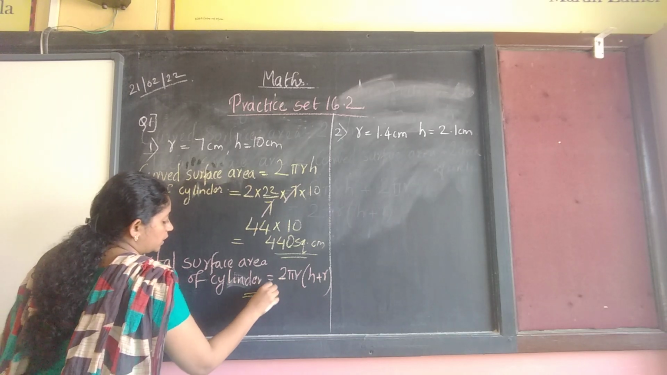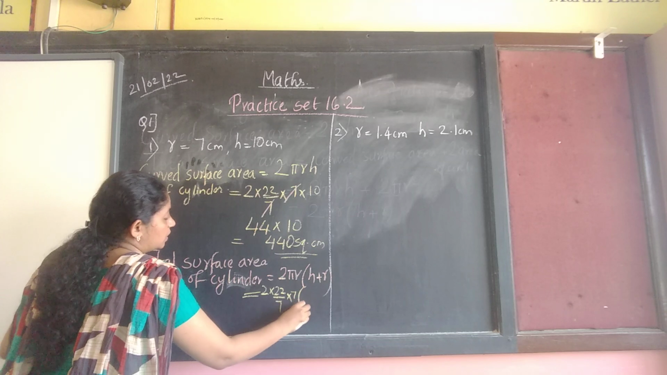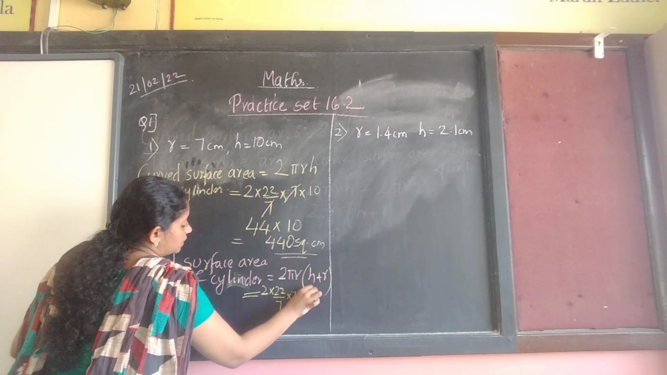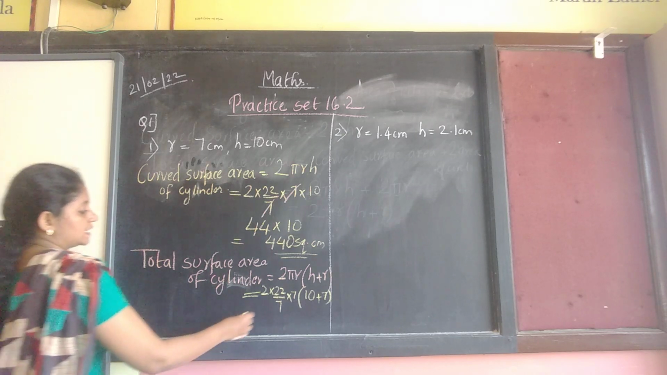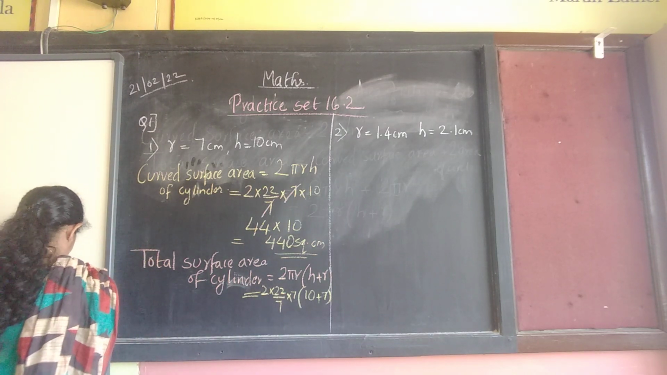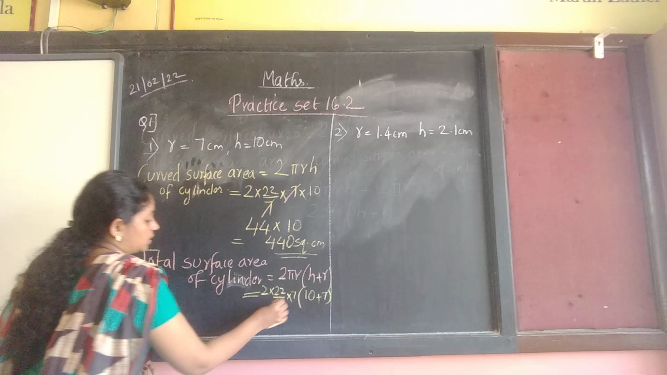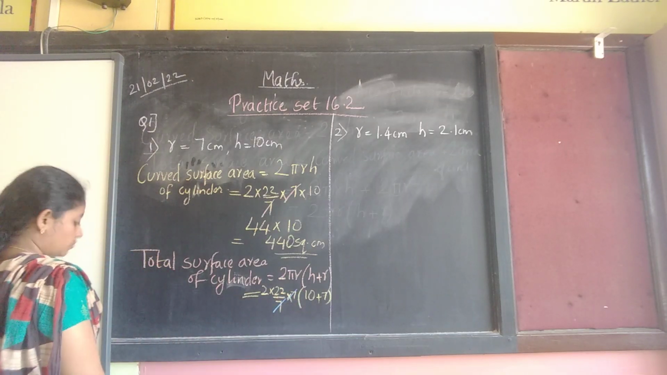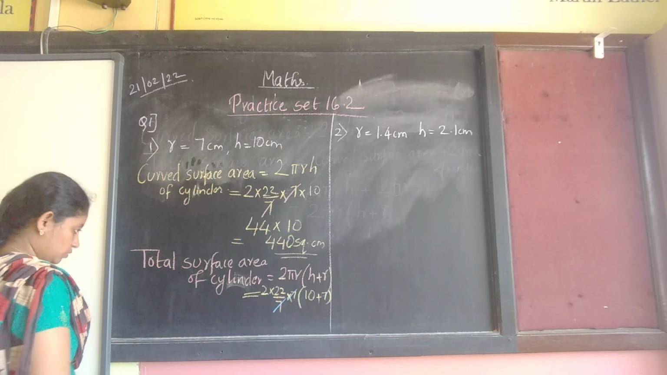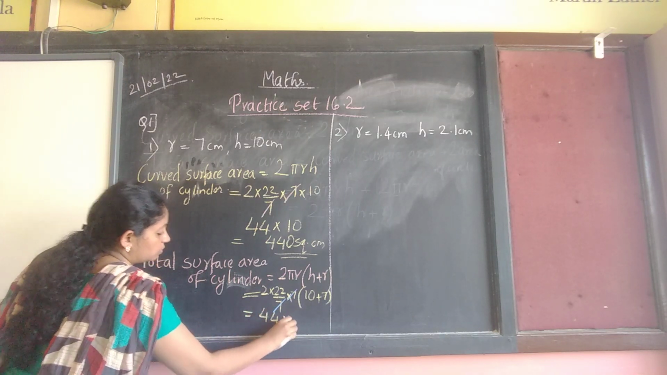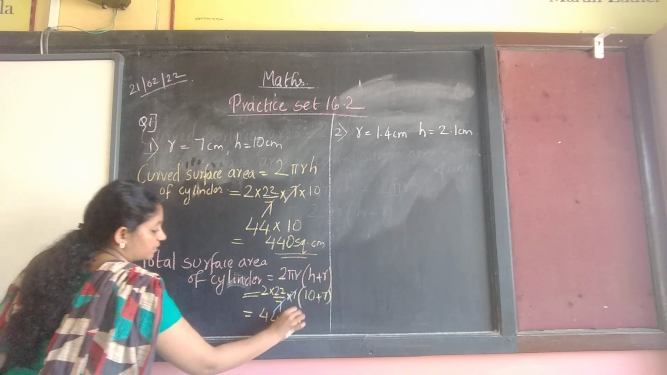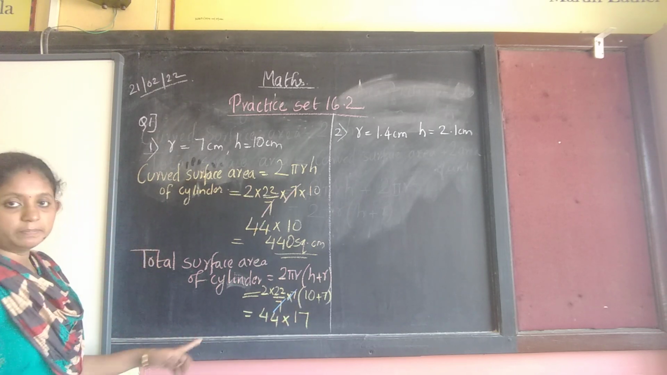2 into 22 upon 7 into 7, in the bracket, height is 10 plus radius is 7. So come on, solve. 7 and 7 get cancelled over here. 22 2s are 44 into, what is remaining? 10 plus 7 is 17. So what will be the answer here?